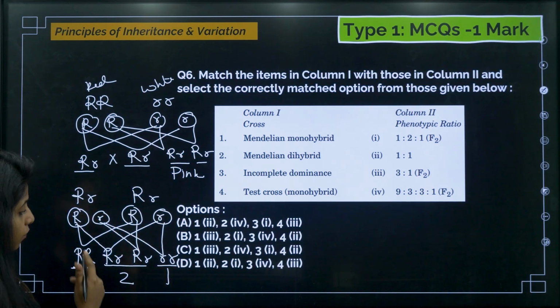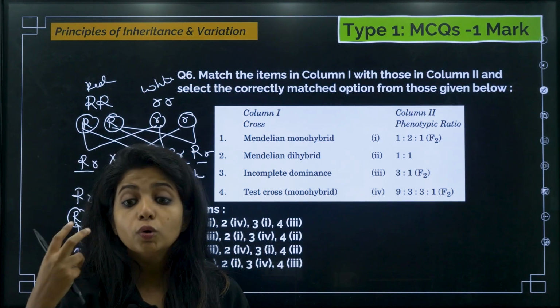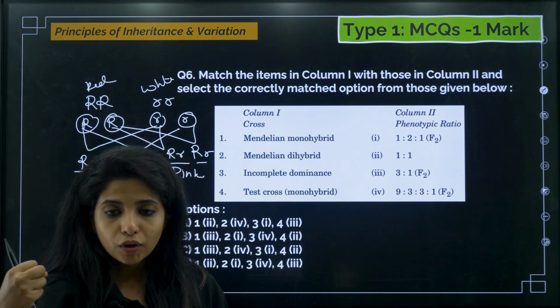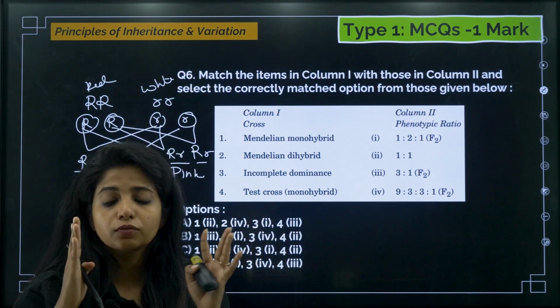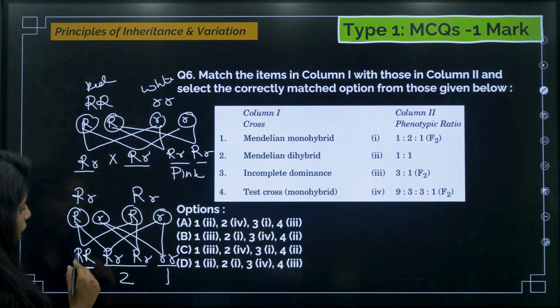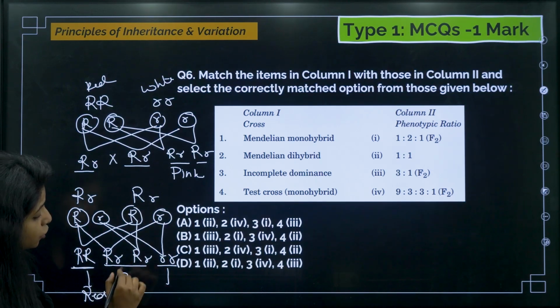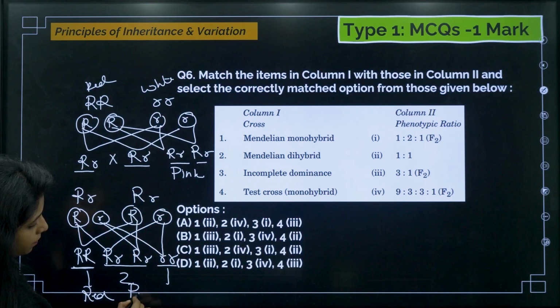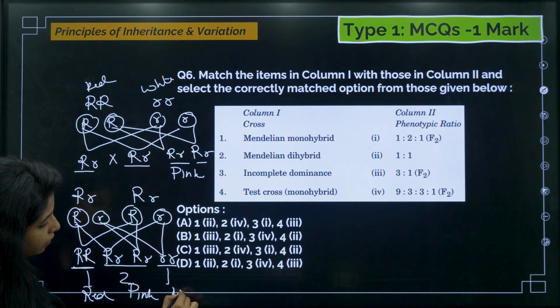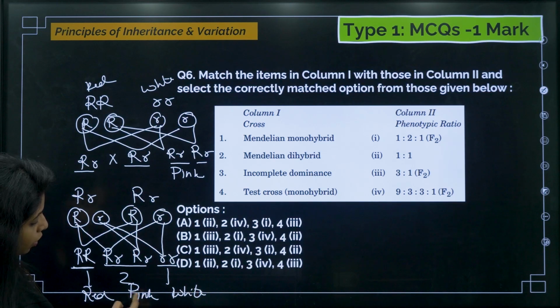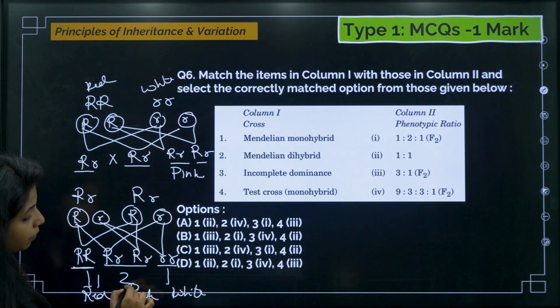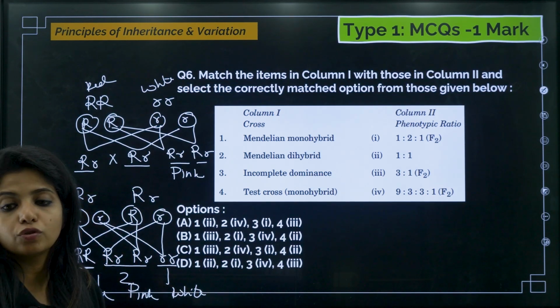Phenotypically also, if I see phenotype as in how do they look? Phenotype, how do they look? How is the physical appearance? Phenotype is for physical appearance. So capital R, capital R is basically red. Capital R, small r, as you saw, is pink. And small r, small r will be white again. So one of them is red, two of them are pink, and one of them is white. Again 1:2:1.